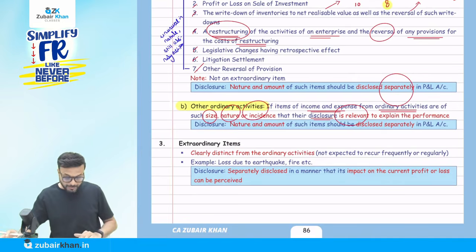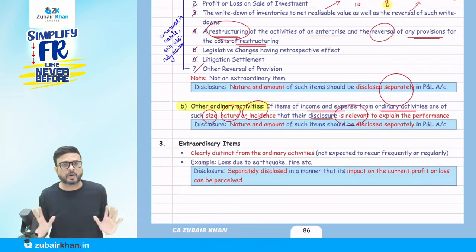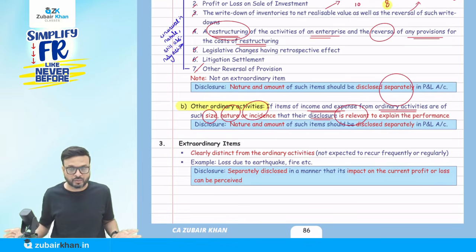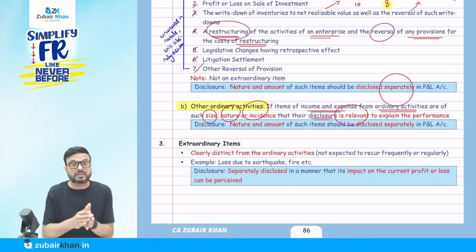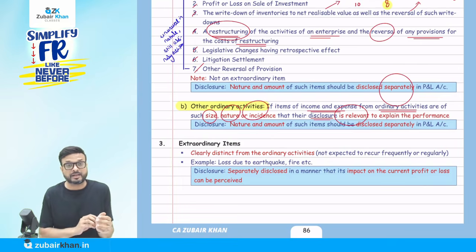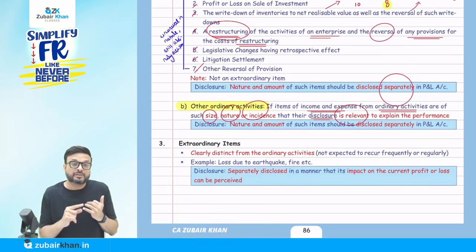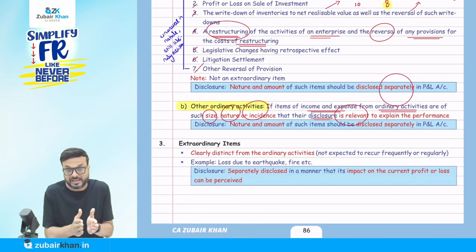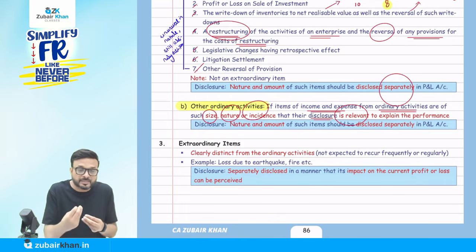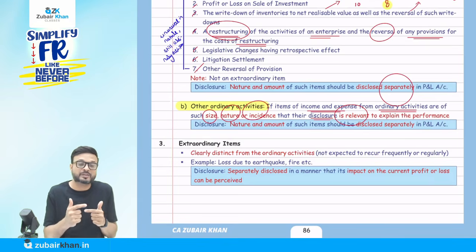But what happened in point number B? It says that if the item of income and expense is from the ordinary activity, I'm not talking about these 7, other than these 7, like salary, purchase, sales, all these are ordinary activity, office expense, and if their size, nature or incidence is such that their disclosure is relevant to explain the performance. So certain times it is necessary. For example, we import something, so I'm liable to pay in suppose USD dollars. When I'm paying in dollars, the exchange rate might fluctuate, so there might be some exchange gain or loss. They say no, because their nature is like that, we have to disclose them separately.